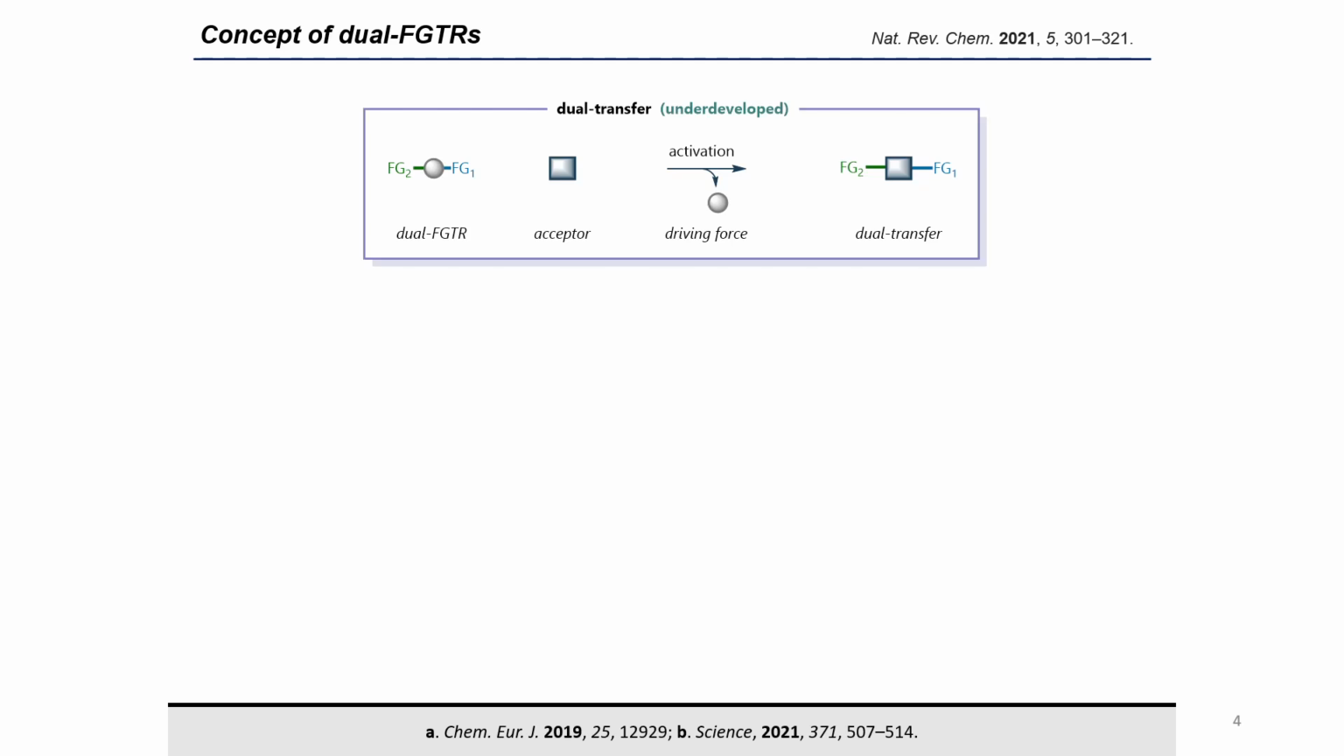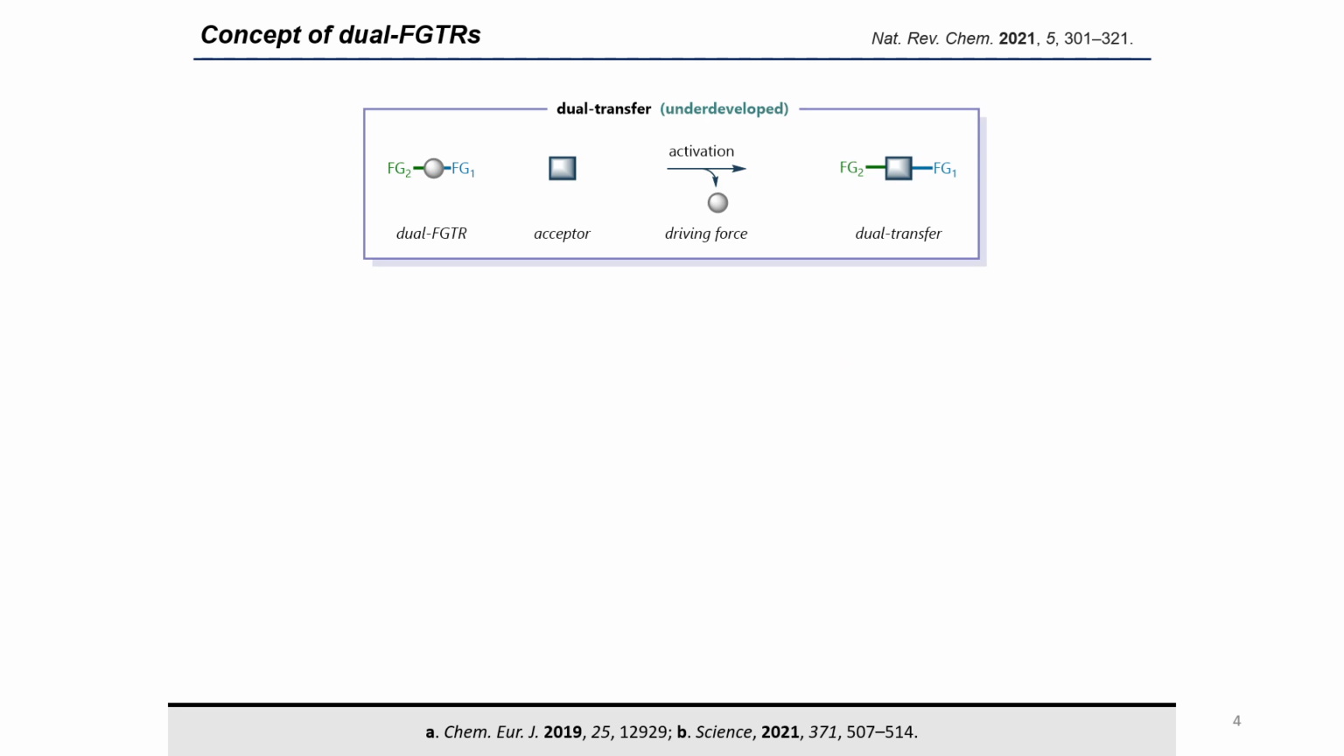Innovative designs transfer two functional groups at a time. We call them dual functional group transfer reagents. In the dual functional group transfer reagents, there is a core which is attached to two functional groups, and upon activation, there is a release of the core due to some sort of driving force, and the acceptor molecule accepts both of the functional groups to make the desired product having two functional groups.